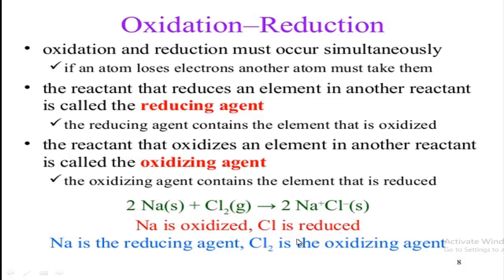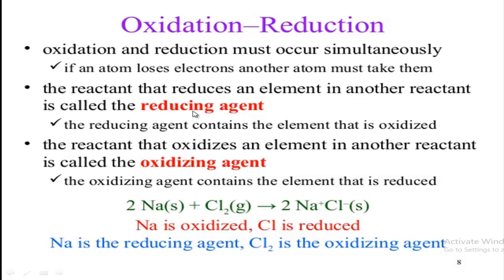Now sodium is oxidized. Who helps in this oxidation? Chlorine. So chlorine is the oxidizing agent, but chlorine itself is reduced. I hope you understand clearly. Again, what is an oxidizing agent? The reactant which helps in the oxidation of another reactant but is itself reduced is called the oxidizing agent.